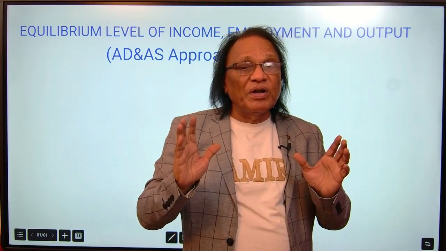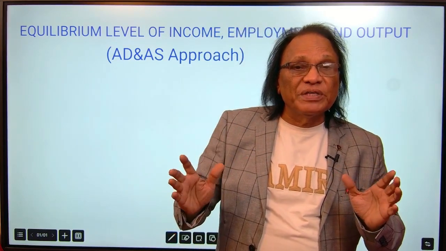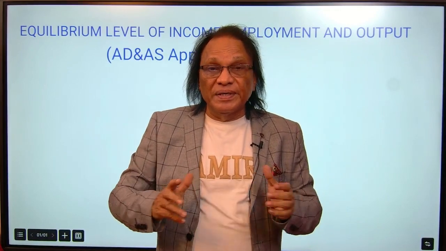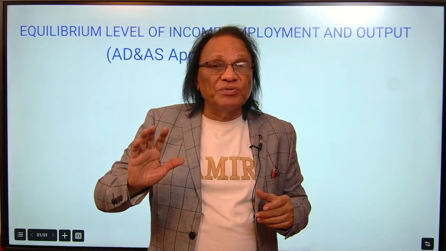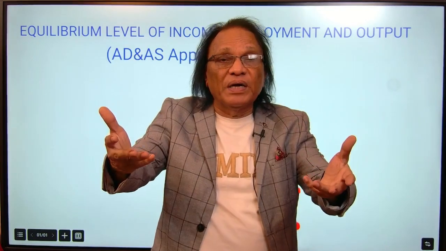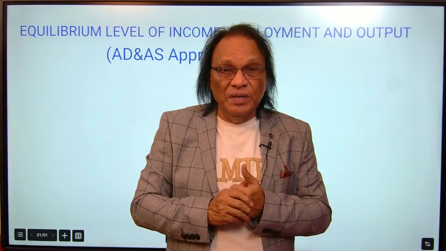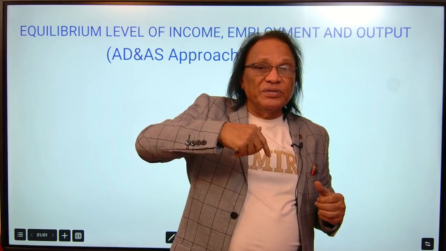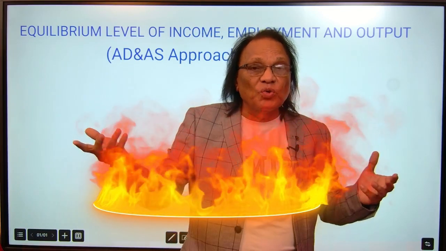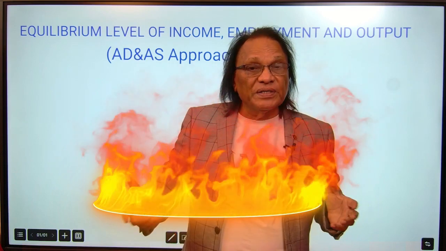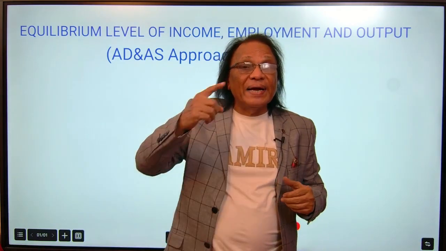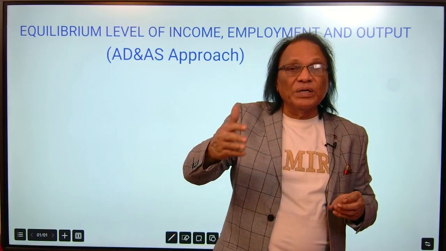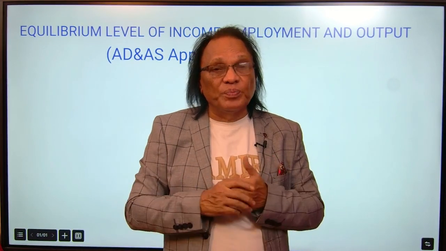The equilibrium level of income, employment and output is arrived at in the economy when aggregate demand is equal to aggregate supply. That is, the total demand for goods and services in the economy is equal to the total supply of goods and services. AD is equal to AS. Or we put it the other way around, the total expenditure in the economy is equal to the total output. Or we can say the planned expenditure in the economy is equivalent to planned output.